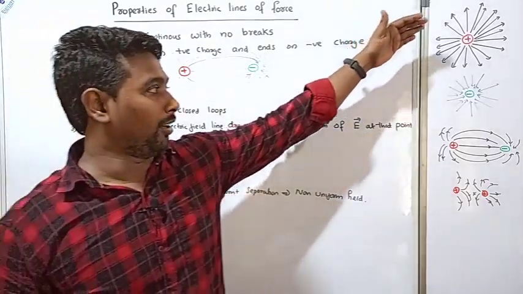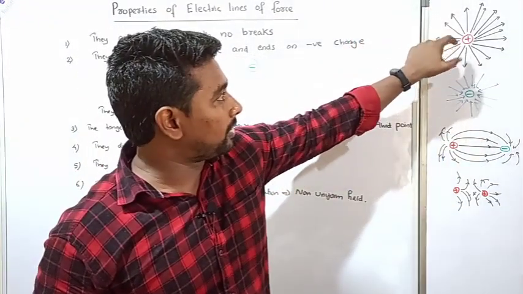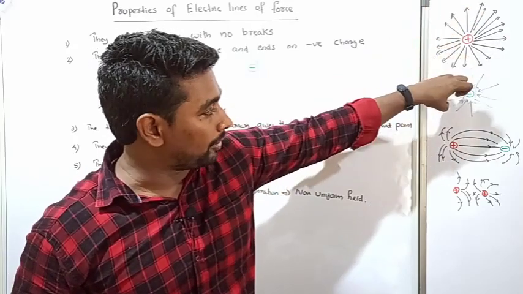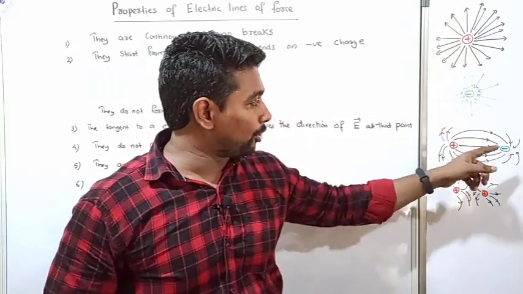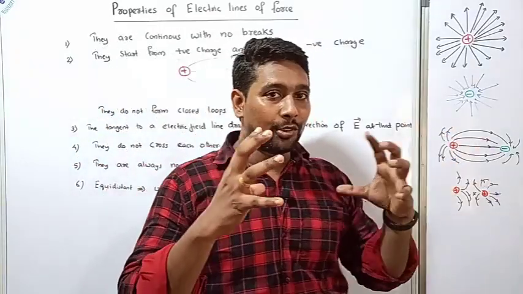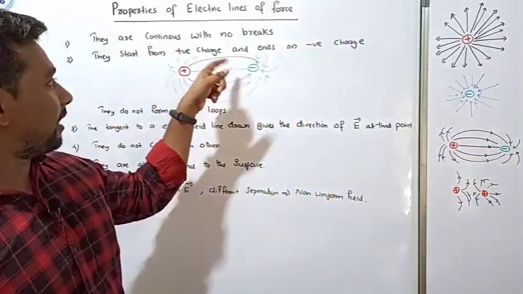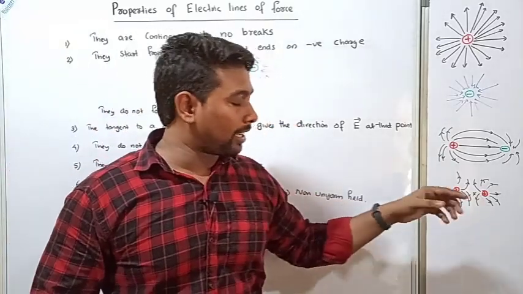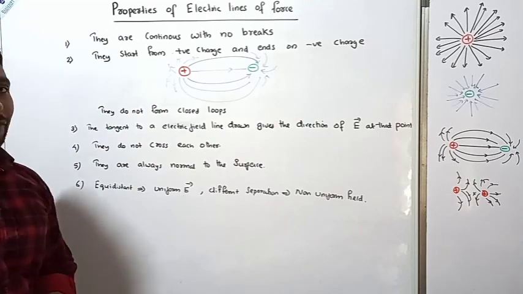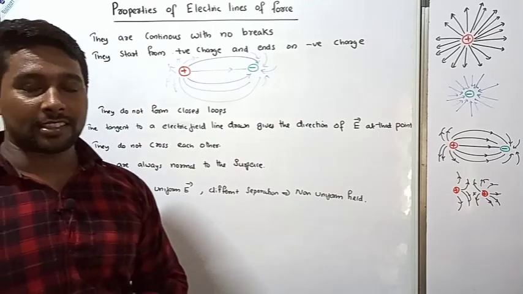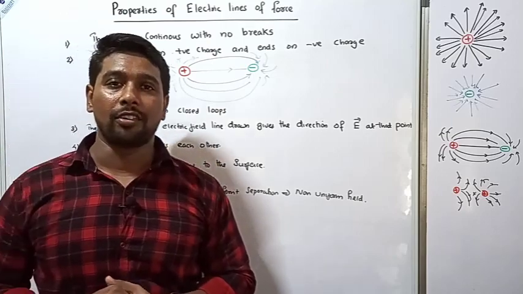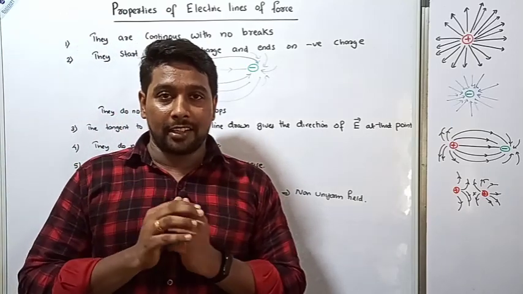Look at these figures. For positive charges, the electric field lines are always outwards, and for negative charges they are inwards. For positive and negative charges, you can see the field lines attract, as if they are attracting. If they are similar charges, they will repel. Okay, you got the point for properties of electric field lines of force. Now we are going to move on to the electric field.